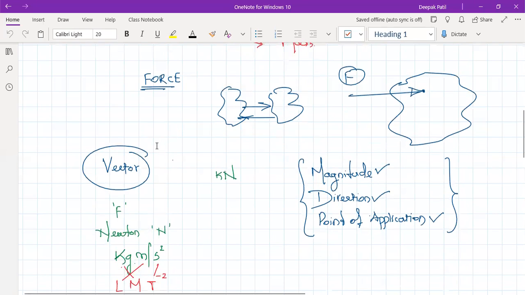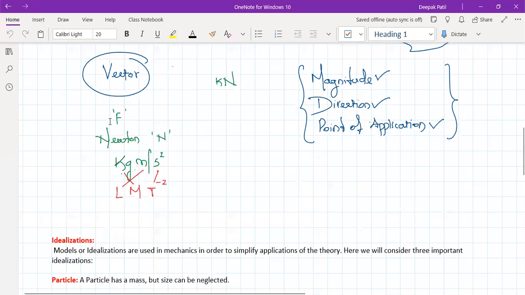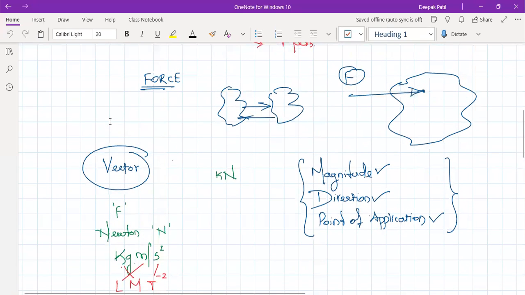To represent a force, you need three things. That is the characteristics of a force. One is the magnitude, how much the force is. Also, you need to mention the direction in which it is being applied. Also, you need to mention the point of application of the load, where you are going to apply the force. For force, we give the symbol capital F, and the SI unit is newtons, represented by the symbol capital N. The base SI unit is kg meter per second square. Okay, these are all the things which we learned in our previous class.